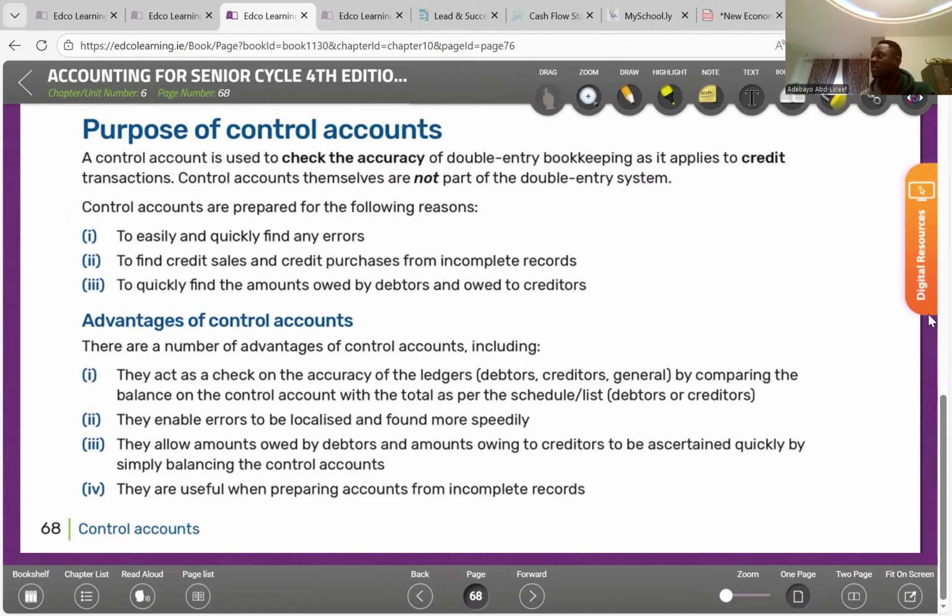Same goes to your sales. You're going to have your total sales and your cash sales. You can as well find your credit sales through your control account. And the last one, they are useful when preparing accounts from incomplete records.